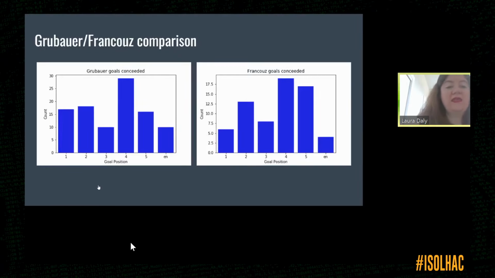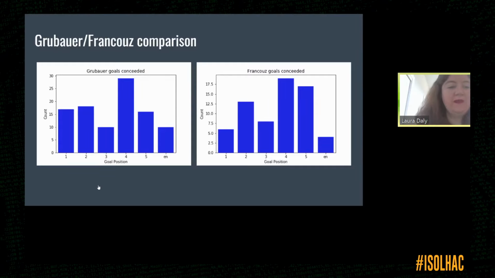Gruber seems slightly more likely to concede goals on the low stick side, and actually so did Francouz, which is 2 on this graph for Francouz and 4 for Gruber, but overall pretty similar distribution. Both were also more likely to concede on the low glove side than the high glove side. So maybe going bar down high glove side was not the play to make here.